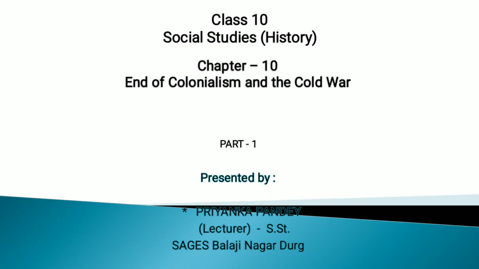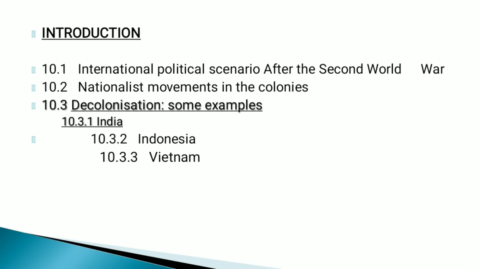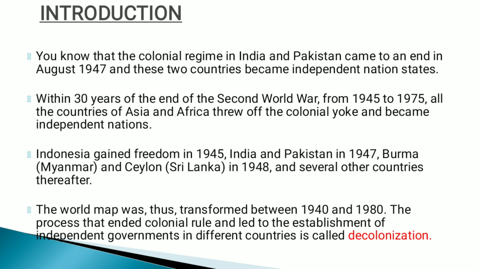Welcome, dear students. Today we are going to start chapter 10 of History, End of Colonialism and the Cold War. This is part 1, and in this part, we are going to discuss international political scenario after the Second World War, nationalist movements in the colonies, and decolonization with some examples of the countries like India, Indonesia, and Vietnam. Let's begin with the introduction.